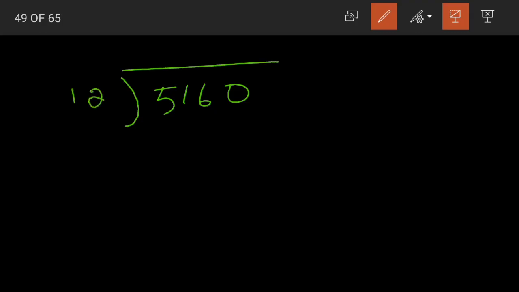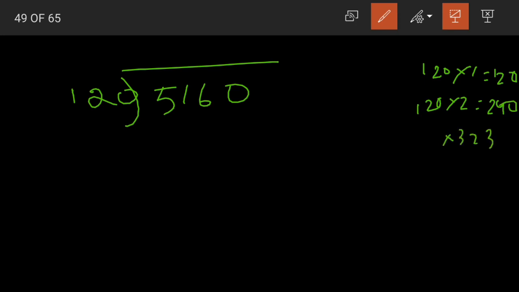divided by 120. Now 120 table is very much same as the 12th table. We just need to add a 0. Yes, 12 twos are 240, 3s are 360, 4s are 480, 5s are 600. Okay, let us keep it till here. Now 516, where does it come? It comes in between here.